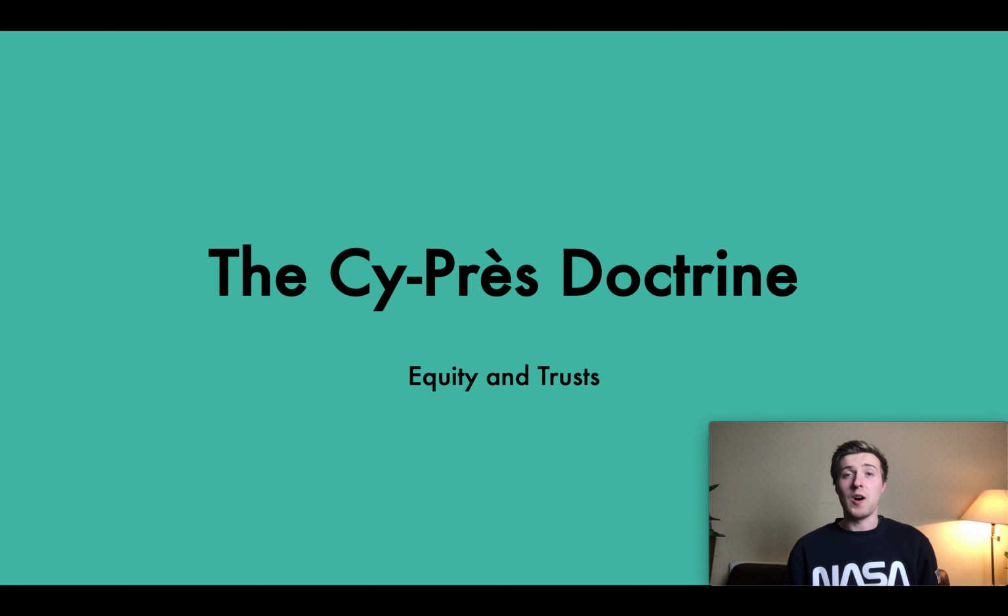In the previous video, I talked about the exclusivity requirement in the definition of charity within the Charities Act. And this video leads on to talk about the Cy-près Doctrine, okay? And this is a doctrine that is applicable when a charitable trust fails. Okay, so let's get straight into it.